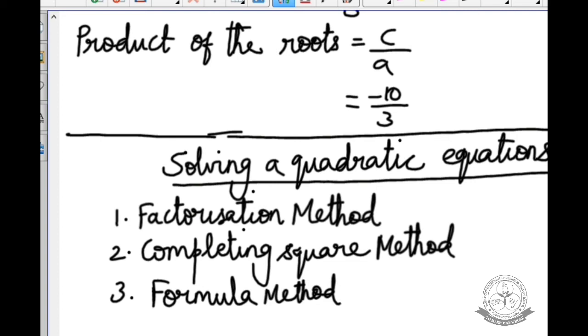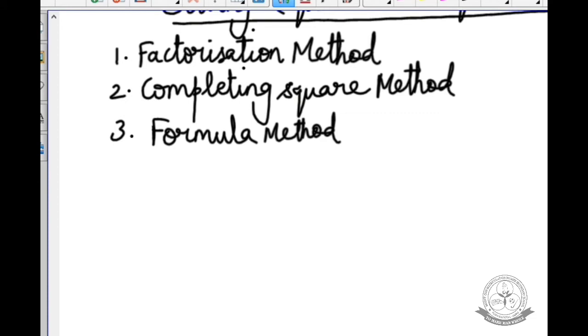So exercise 3.10 is about factorization method. 3.11 is about completing square method and formula method. Factorization method, you know how to factorize a quadratic equation. For the quadratic equation, you have to find the sum and the product and solve. The same method only you are going to use, and from that you have to bring the answer x equal to.